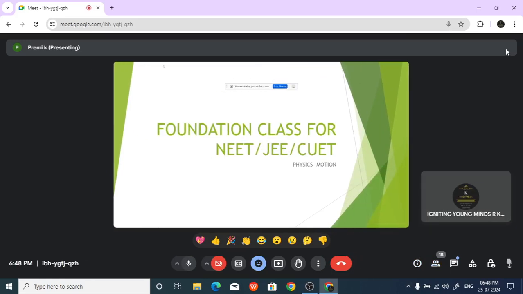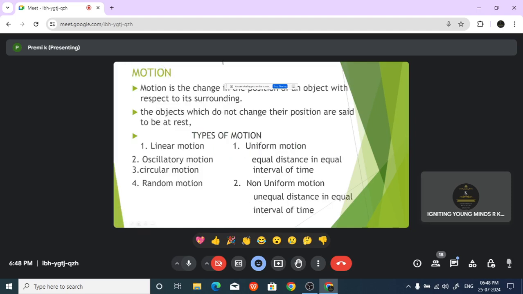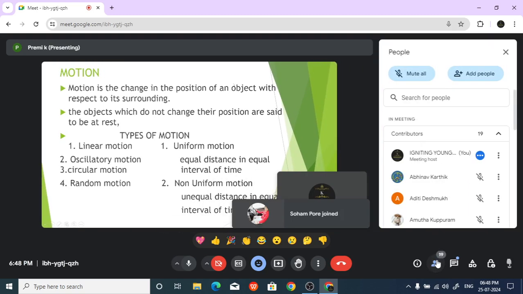I'm Premi. Today is our second foundation class for NEET, JEE, CUET. Today, let us see physics, mainly the topic motion. What is motion? Any idea, students? We all know. We have studied it in our 6th standard itself.